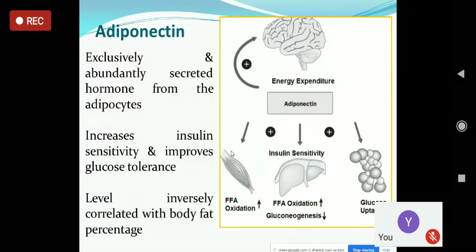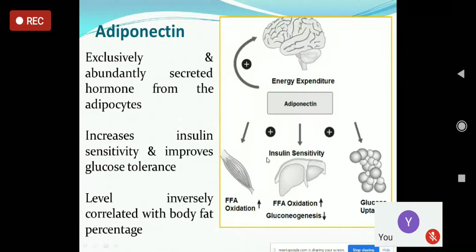There is another hormone, adiponectin. Adiponectin is an exclusively and abundantly secreted hormone from the adipocytes. Leptin is also secreted from the adipocytes. Adiponectin increases insulin sensitivity and improves glucose tolerance. So this adiponectin released from the adipocyte improves insulin sensitivity.